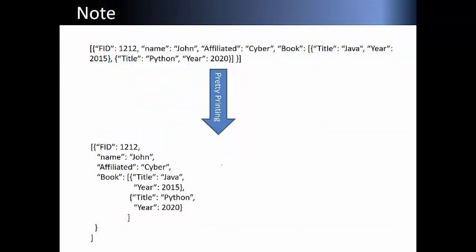If we want to rewrite it in pretty printing methods, it could be like this. This is exactly the same one that we looked at. Faculty ID 1212, name John, affiliated cyber, book. This is the first book. This is the second book. Both are in curly braces and all together in this bracket, which is an array. So that is the value to the attribute. Okay.